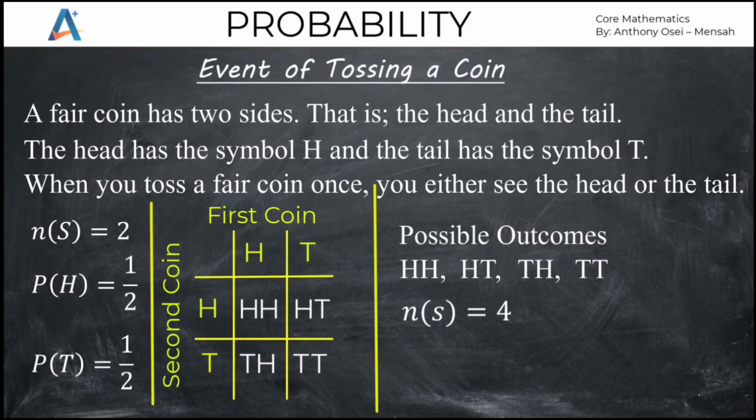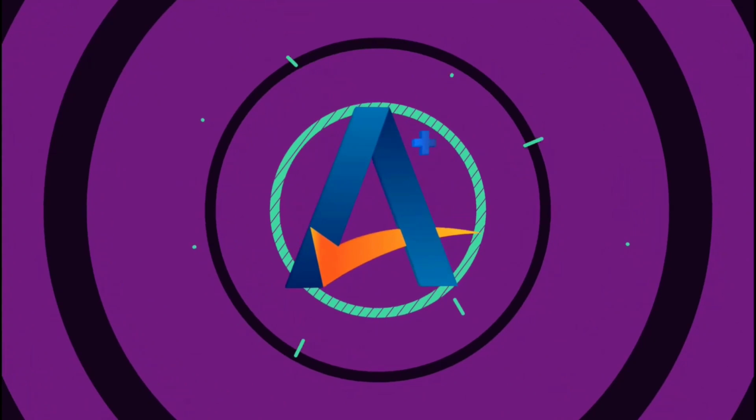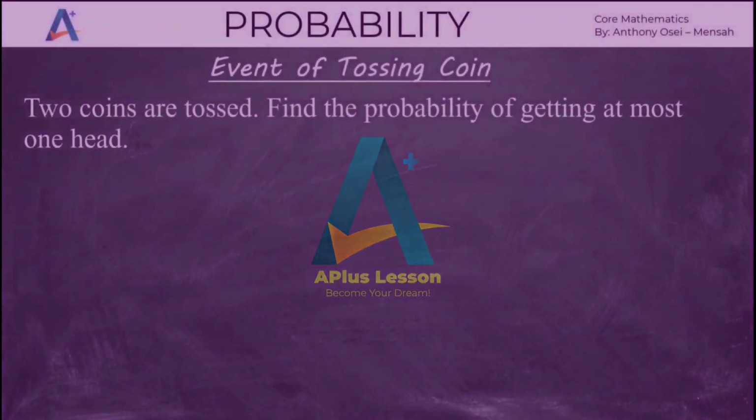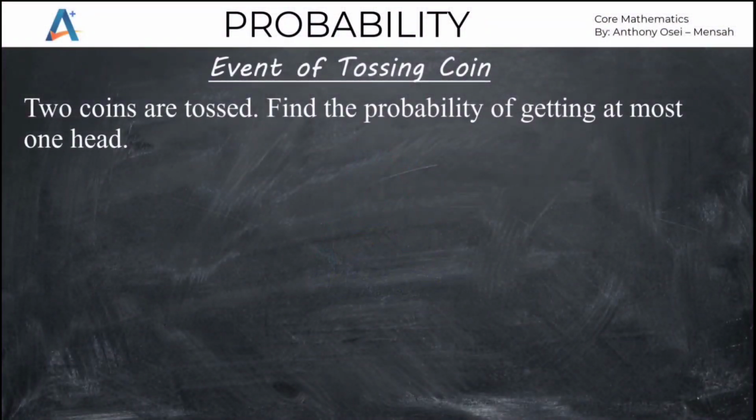Now let's take example questions on tossing a fair coin twice or two fair coins once. And this question reads, two coins are tossed. Find the probability of getting at most one head. Let's get the possible outcomes first of all for the two coins, because there's a probability question under tossing a fair coin. So it's an event probability question. Let's get the possible outcomes.